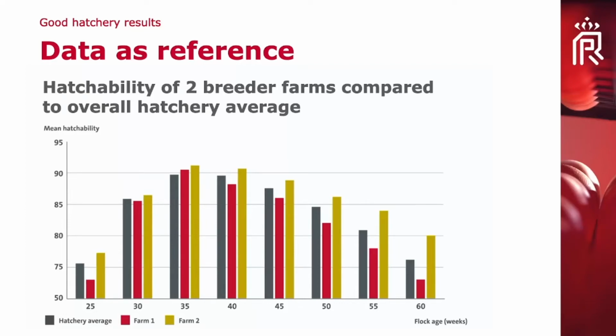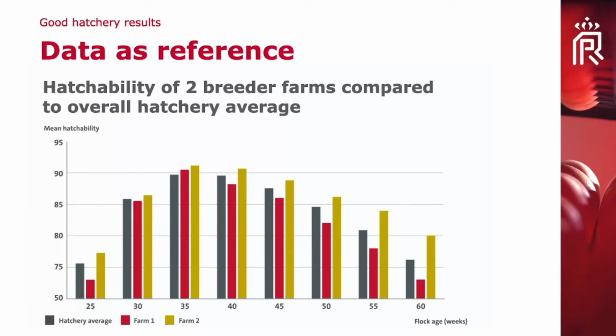On the x-axis, we see the flock age in weeks, and on the y-axis, we see the hatchability. So we see that a very young flock that's just starting production doesn't have the high hatchability yet, but we see that it goes up pretty fast. If we take a look at the flock age from week 40 up to week 60, we can see that the yellow bar is actually performing better than the hatchery standard. So that's a good sign.